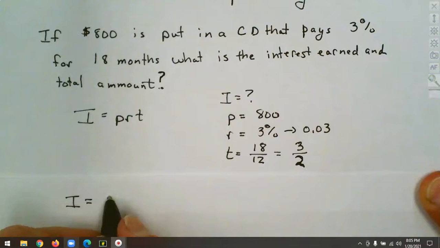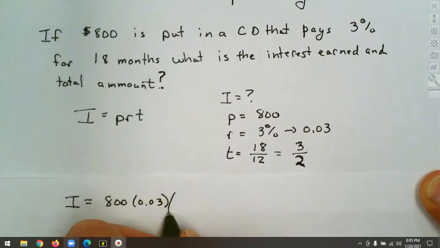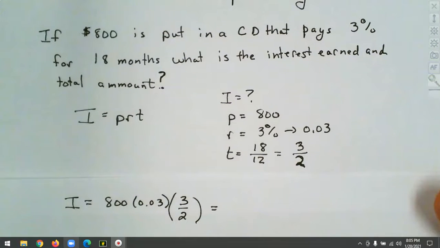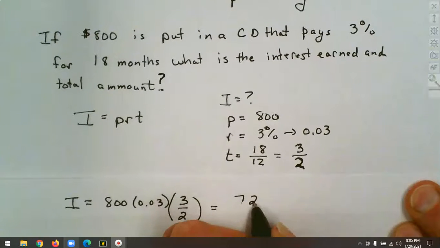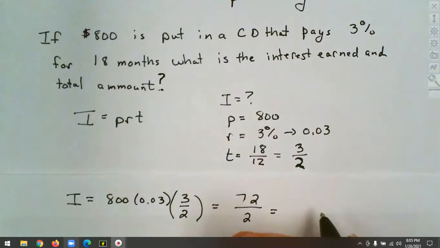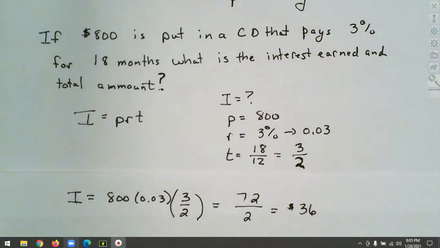So I equals now 800 times 0.03 times 3 over 2. We're simply going to multiply the numerators together, so all the numbers on the top. Then we'll divide by the 2 at the end. So 800 times 0.03 times 3, that makes it 72. And 72 divided by 2 comes out to be an even $36. So we made now $36.